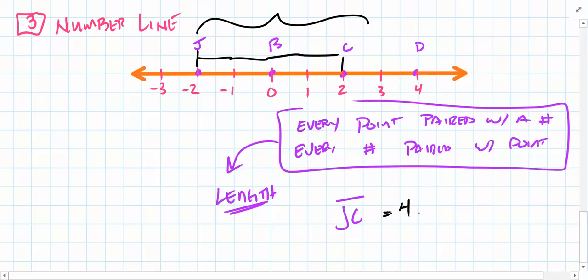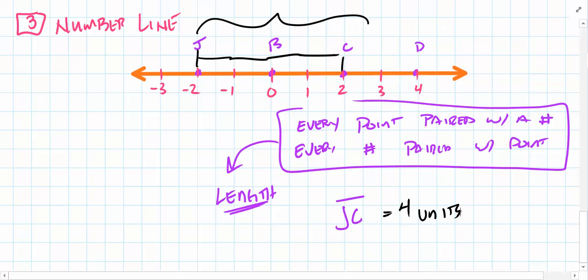So there is a reason why we have this number line paired with points and numbers and vice versa, because once we do that, then we can actually talk about distance. If I did not have those numbers there, if I didn't have a scale there, could you tell me the length? No, couldn't do it. Above the JC, it's a line segment, JC. So that's labeled correctly. Do you guys agree? All right, cool.